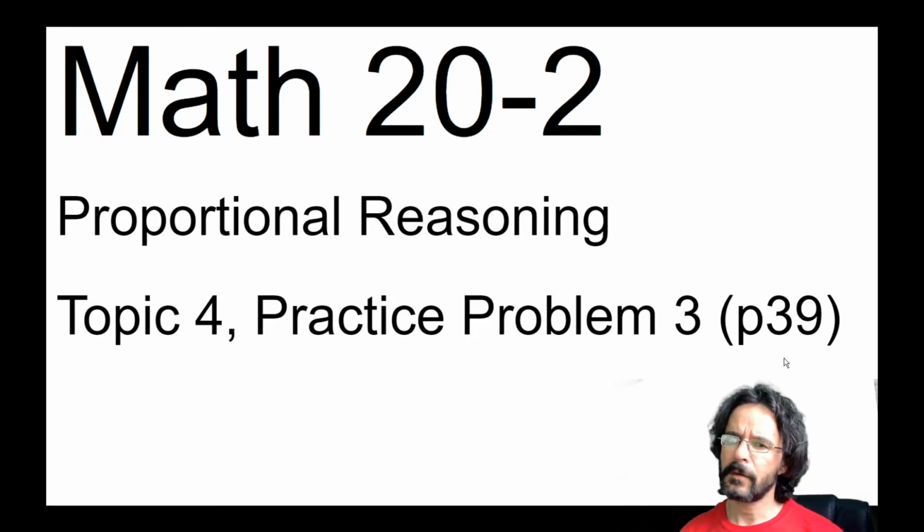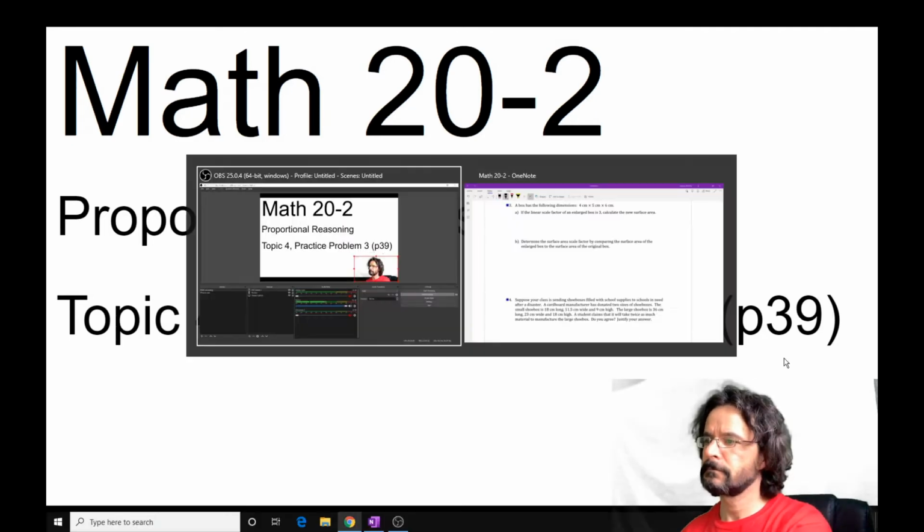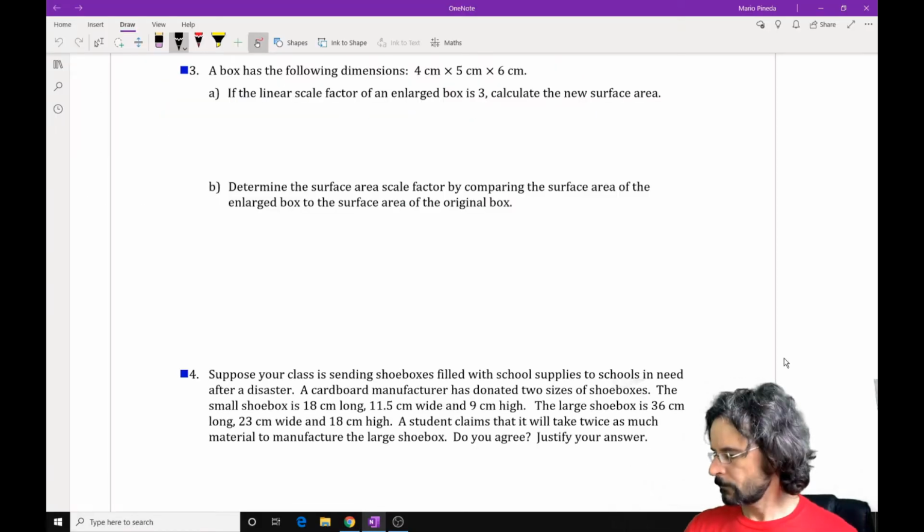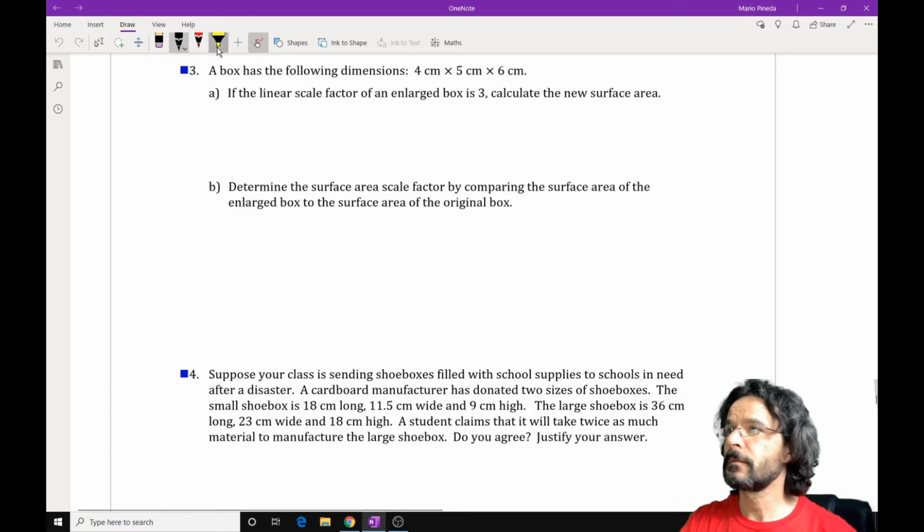In this video, I will cover Math 20-2 Proportional Reasoning, Topic 4, Practice Problem 3 on page 39. A box has the following dimensions: 4 centimeters by 5 centimeters by 6 centimeters.